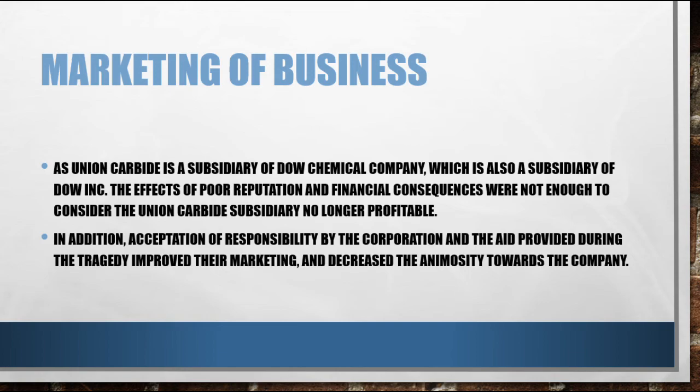Due to the fact Union Carbide is a subsidiary of Dow Chemical Company, which is also a subsidiary of Dow Incorporated, the effect of poor reputation and financial consequences were not enough to consider the Union Carbide subsidiary no longer profitable, as it's still operating today. In addition, acceptance of responsibility by the company later on and providing aid during the tragedy improved their marketing as it helped their reputation go up. Furthermore, it decreased the animosity towards the company as they reacted appropriately to the situation at hand.